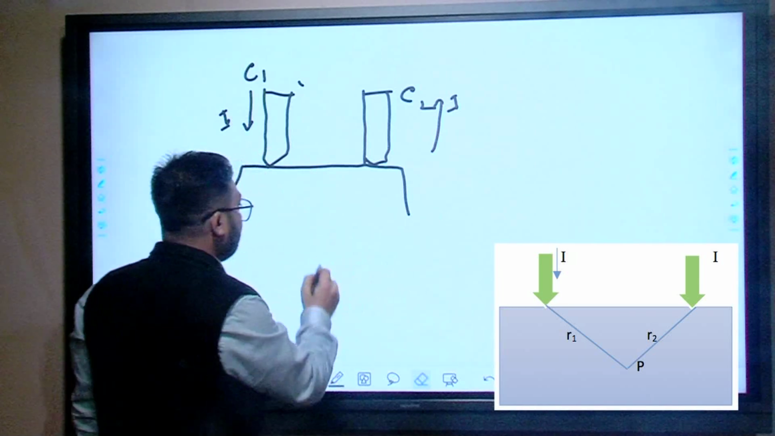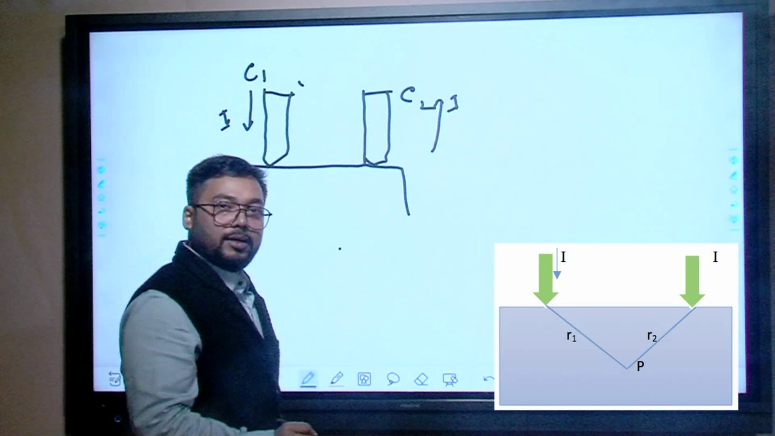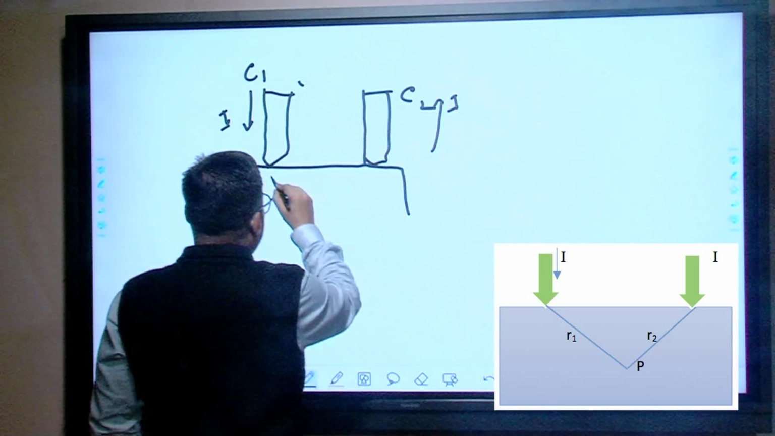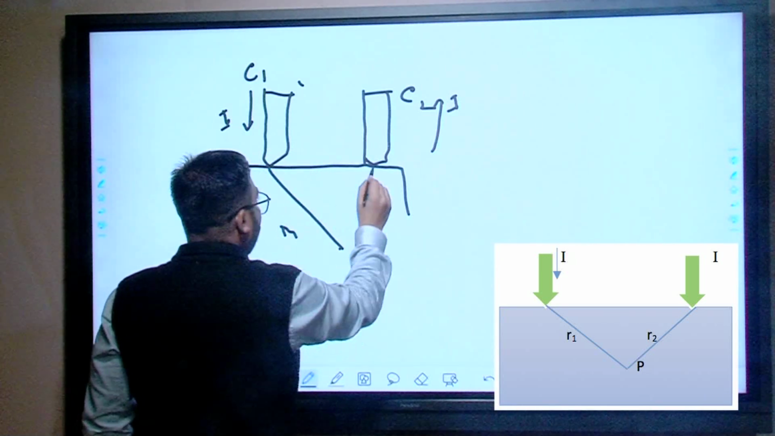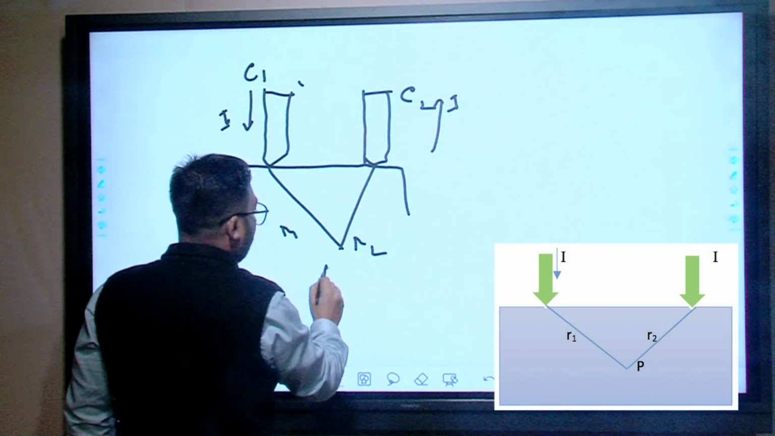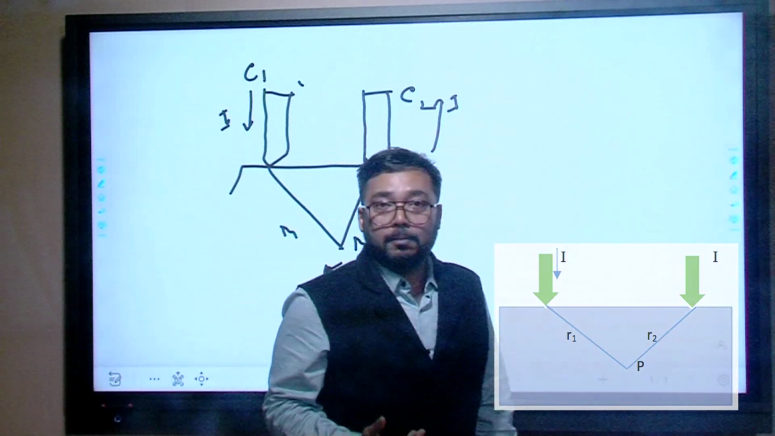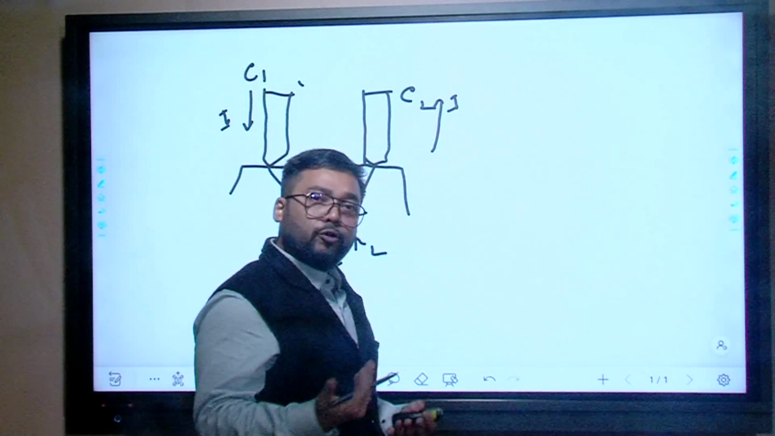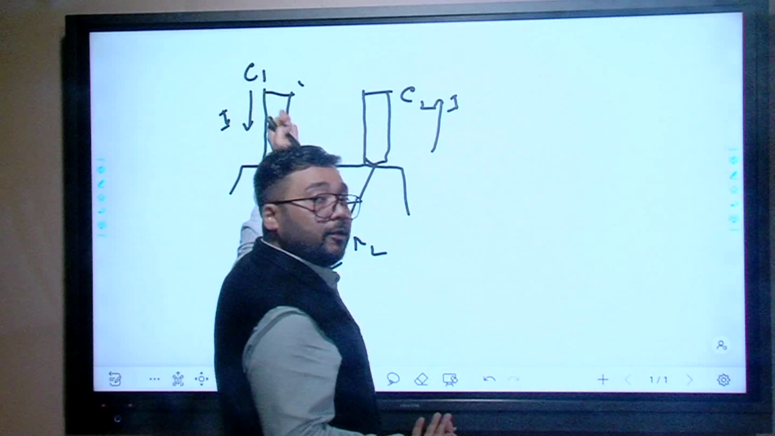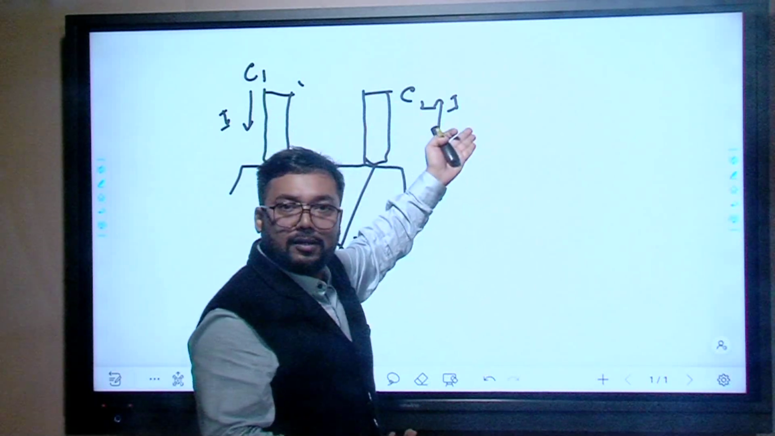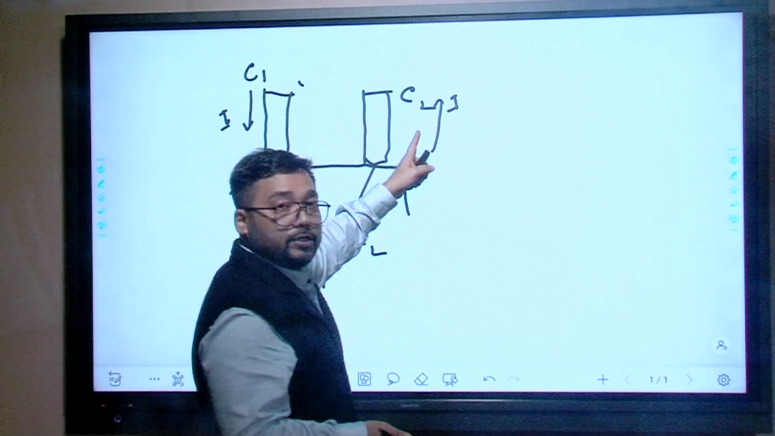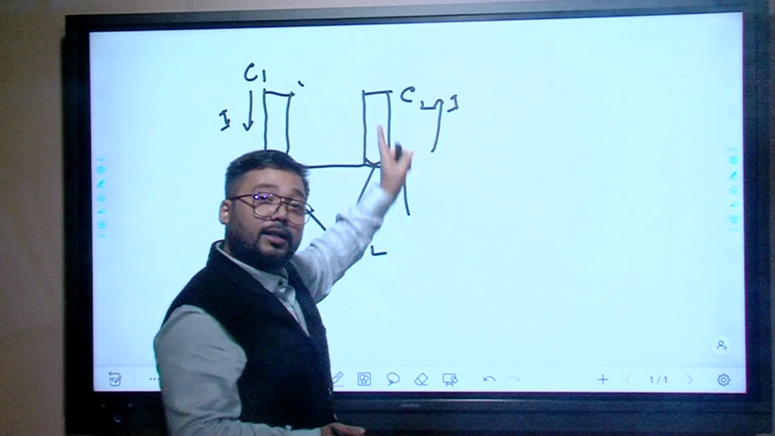Now our aim is to calculate the potential at some point here because of this current and this current. Let's call the distances R1 and R2, and this is my point P where we want to calculate the potential. The potential at point P will be just the sum of the potentials because of this current and this current. But the important point to note is that the current has an opposite direction. Here it is inward, here it is outward.